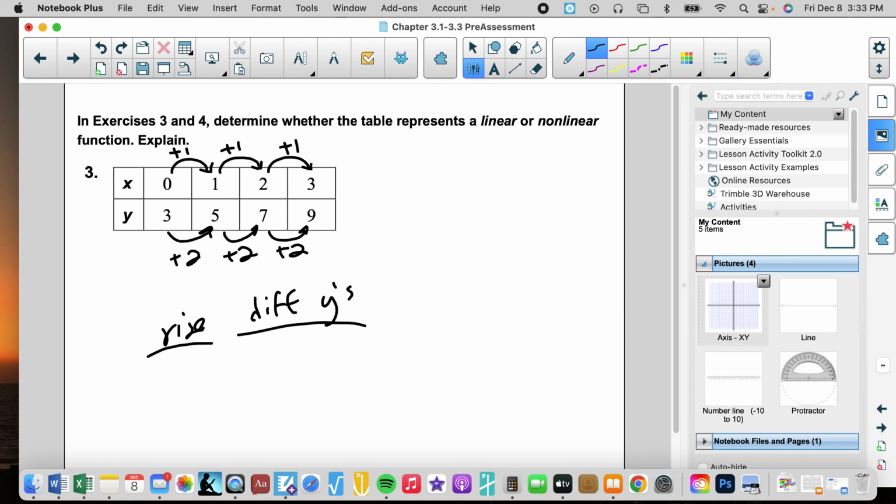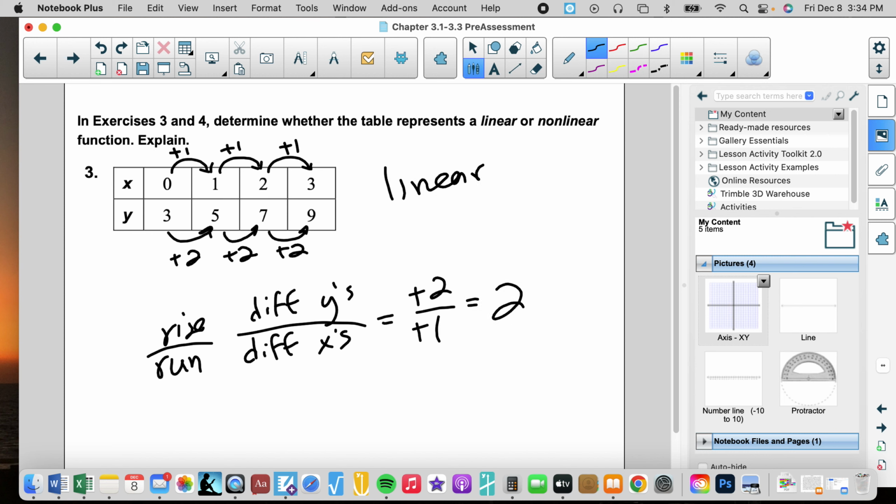Because we just talked about y's going up and down, that's your rise. And slope is rise over run, meaning the difference of x's. So the change between the y's is positive 2. The change in x's is positive 1. And that gives me a slope of 2. So it is linear because it is a constant. It is 2 over 1, 2 over 1, 2 over 1. That relationship between the points is constant.